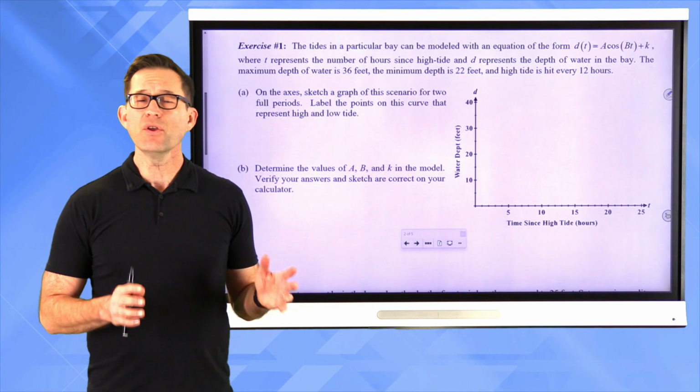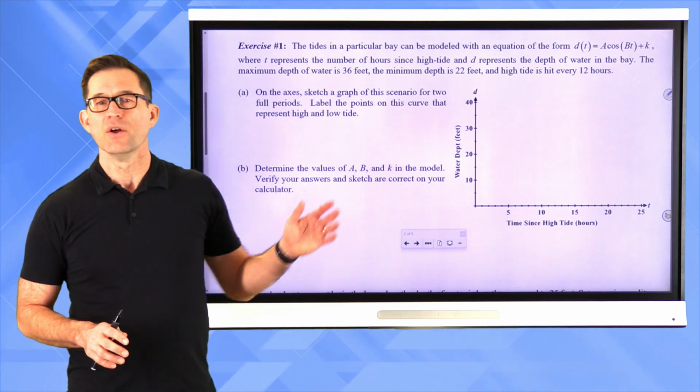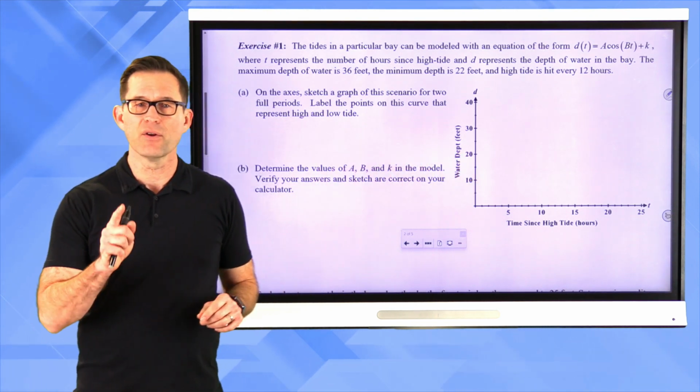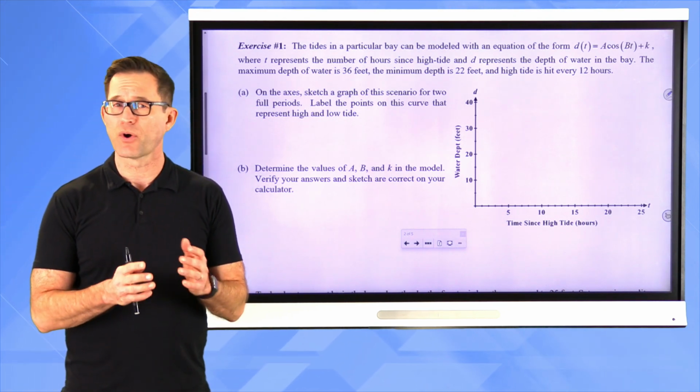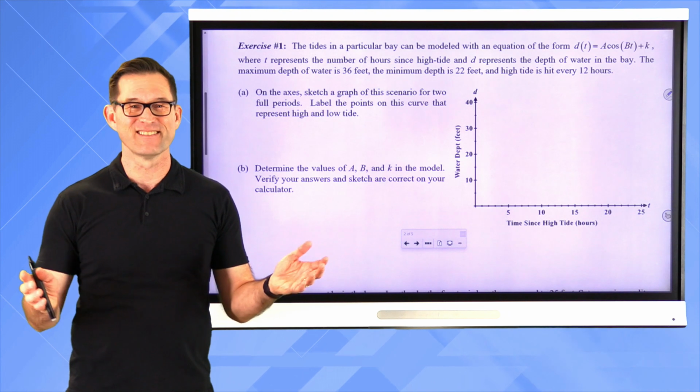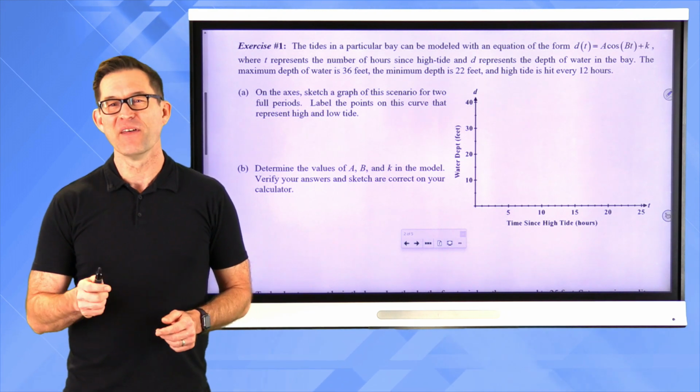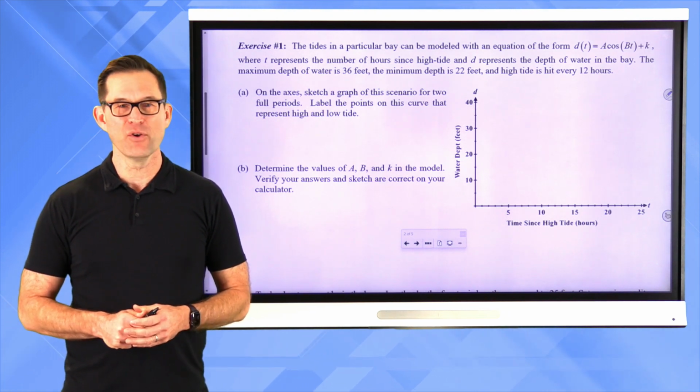Fantastic. I've given you all the information you need to sketch this out. So I'd like you to pause the video now, try to sketch it out. If you're a little bit unsure, perhaps maybe sketch in pencil instead of pen. All right, and then we'll go through it. Pause the video now and take a few minutes to do that.